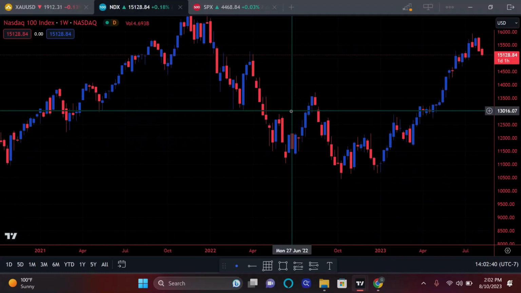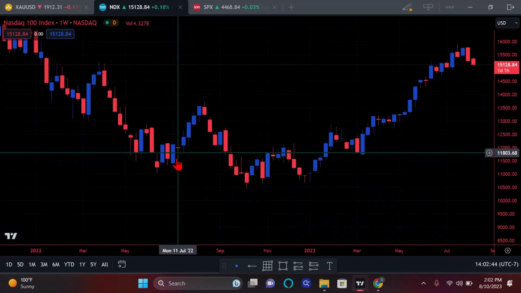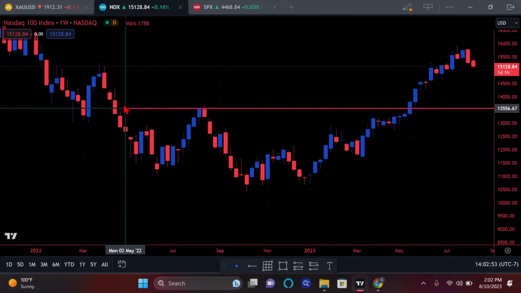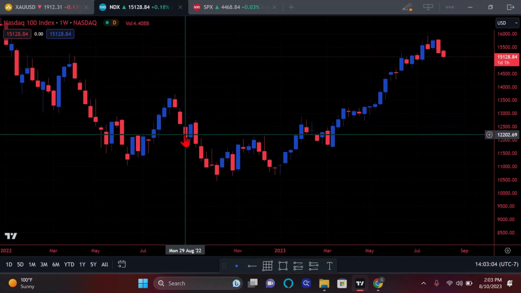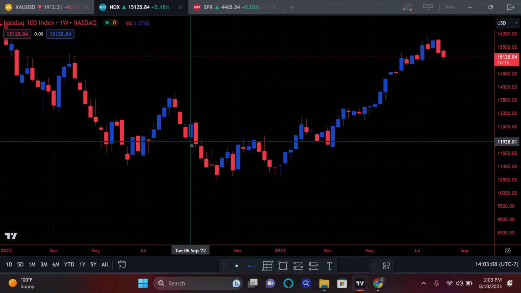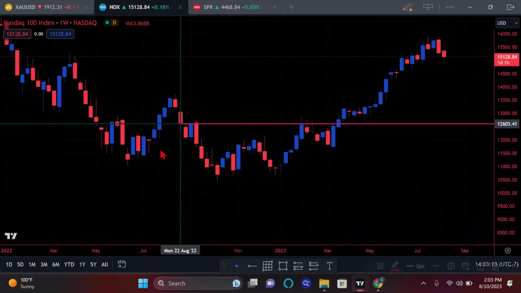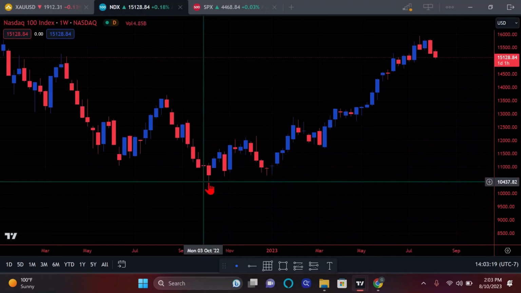You see an up candle and then a down candle. That is a break of structure to the upside. Take the highest of the two candle wicks, then the candle closed above the high. Target this liquidity and this liquidity. What do you see here? A down candle and then an up candle. Take the lowest of the two. Did this candle close below this low? Yes, it did. Break of structure to the downside.